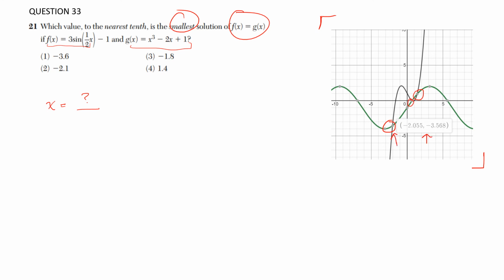I have the coordinates written out. So we have x equals 2.055, and they would intersect. They're asking us to round to the nearest tenth, so that's a pretty quick fix. That's just 2.1. We're pretty confident that will be choice 2, negative 2.1, choice 2.